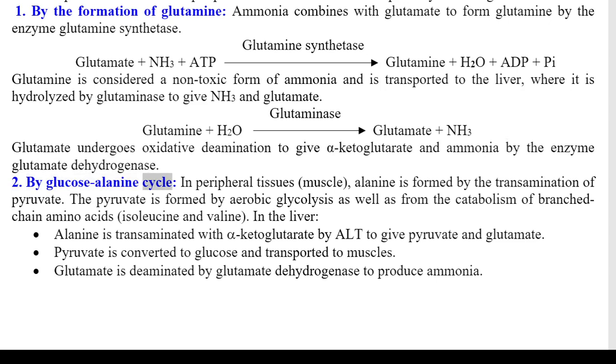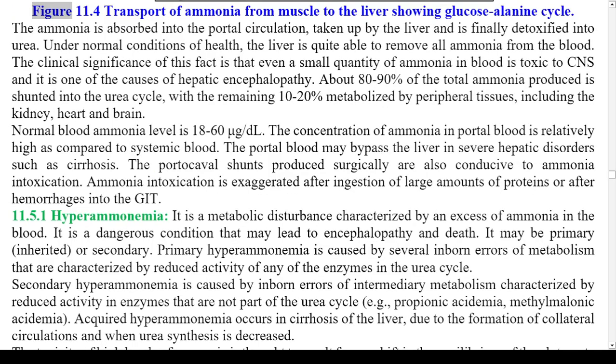2. By the glucose-alanine cycle. In peripheral tissues, muscle, alanine is formed by the transamination of pyruvate. The pyruvate is formed by aerobic glycolysis as well as from the catabolism of branched-chain amino acids, isoleucine and valine. In the liver, alanine is transaminated with alpha-ketoglutarate by ALT to give pyruvate and glutamate. Pyruvate is converted to glucose and transported to muscles. Glutamate is deaminated by glutamate dehydrogenase to produce ammonia. Figure 11.4: Transport of ammonia from muscle to the liver showing the glucose-alanine cycle.